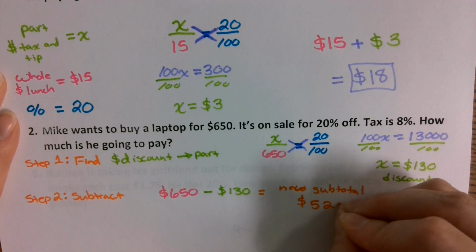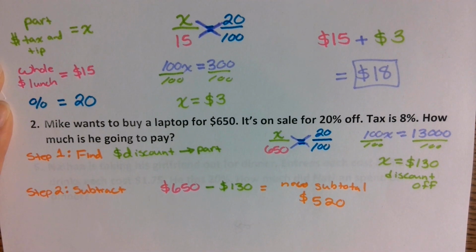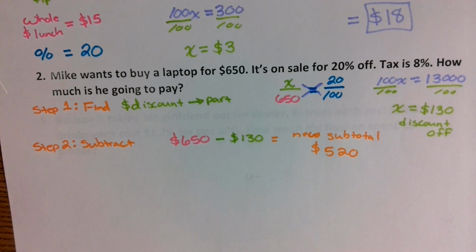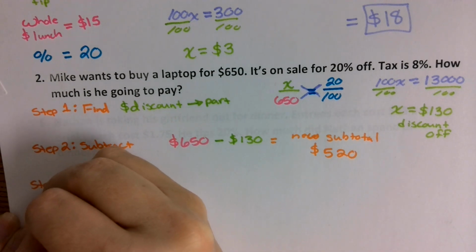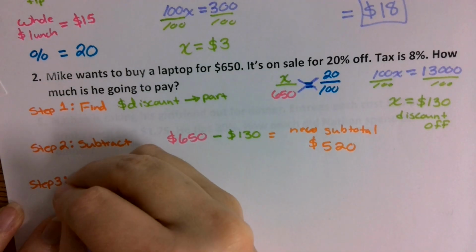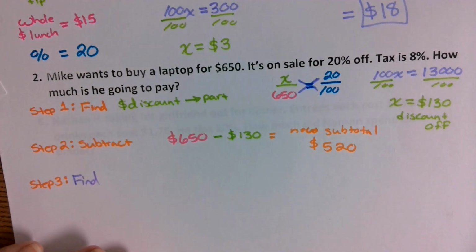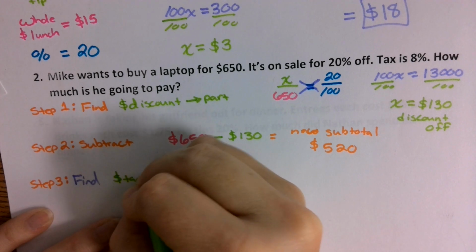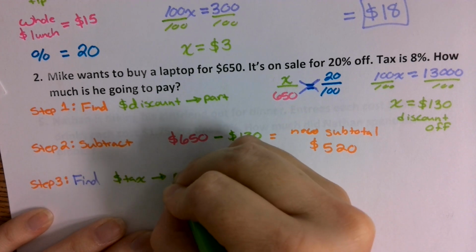Which is $520. So after he's removed his discount, the cost of the computer is only $520, but he also has to pay tax. So that's where you move on to step 3. Step 3, you're going to find your tax, which is going to represent the part.